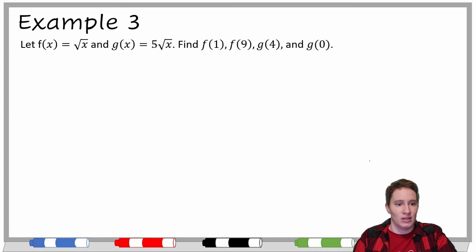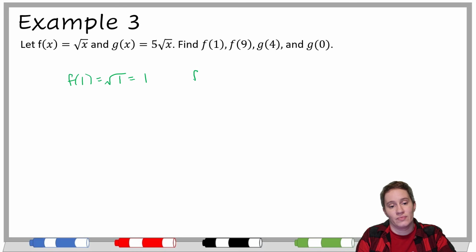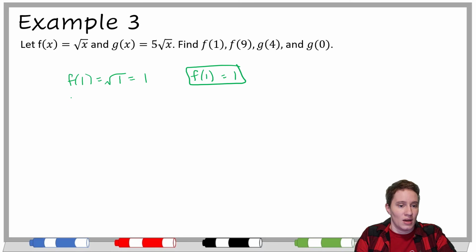Final example here, we've got f of x is the square root of x and g of x is 5 square roots of x, and we're going to find some things here. So remember that square rooting something is where we say what times what equals that thing. So the square root of 1 is 1. So f of 1 is 1. f of 9 is the square root of 9. So the square root of 9 is 3, because 3 times 3 is 9. So f of 9 is 3.